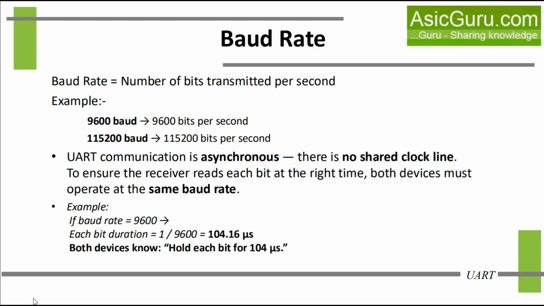Now baud rate. Baud rate is simply the number of bits transmitted per second. For example, if the baud rate is 9600, it means 9600 bits per second. If baud rate is 115200 baud, then it means 115200 bits per second. Since UART is asynchronous, both devices must use the same baud rate to stay in sync. For example, if the baud rate is 9600, then each bit duration will be 1 upon 9600, that is 104.16 microseconds. Now both devices know that each bit is held for 104 microseconds.